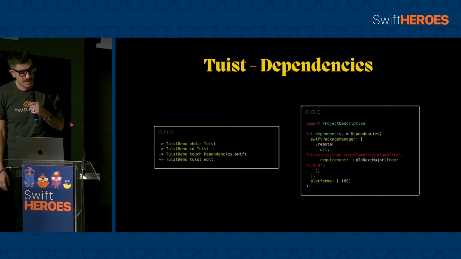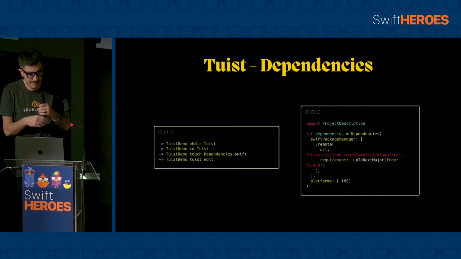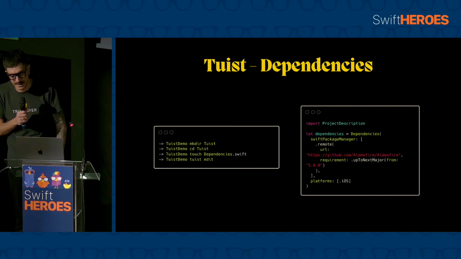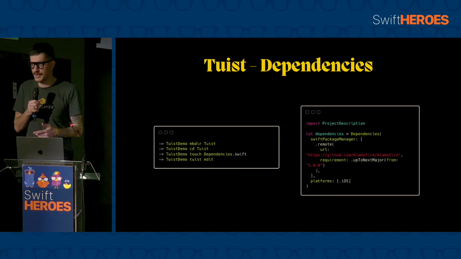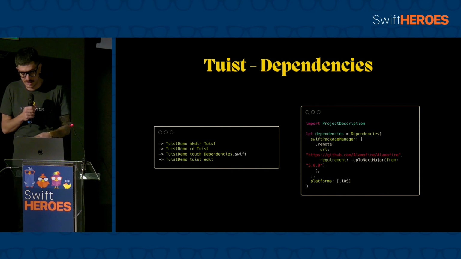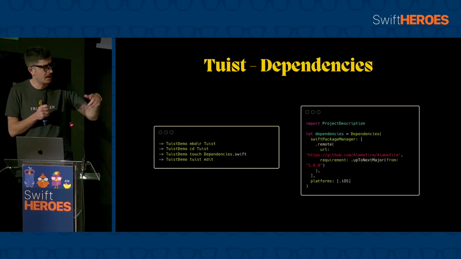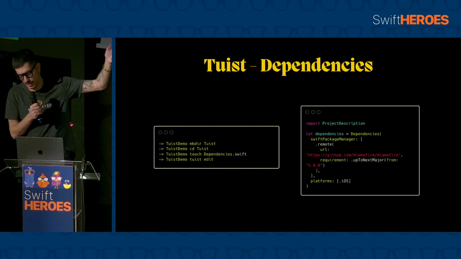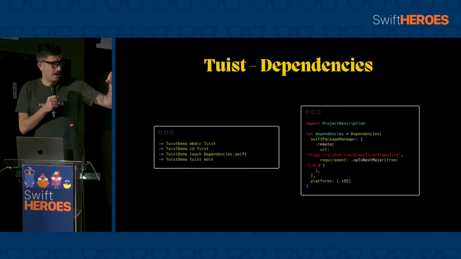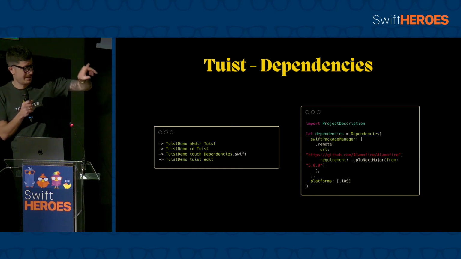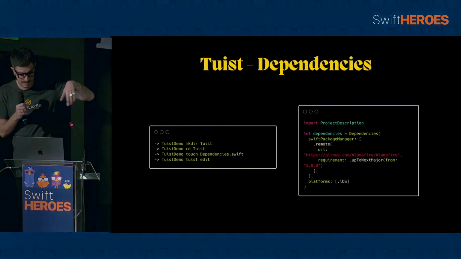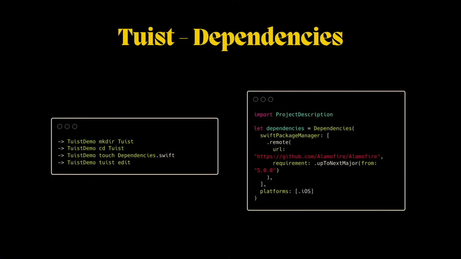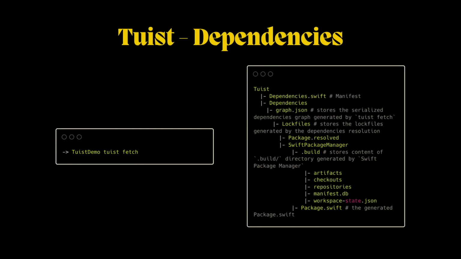And we run twist edit again, which opens our workspace. Inside of the workspace, we edit our manifest and we add a variable of type dependency. Inside of it, we specify the type of the package we want to support. And again, we set the URL and the requirements, and the platforms we support. Currently, it doesn't support multi-platforms, but they're working on it. So you have like one package, one platform. Then we have to close the workspace.